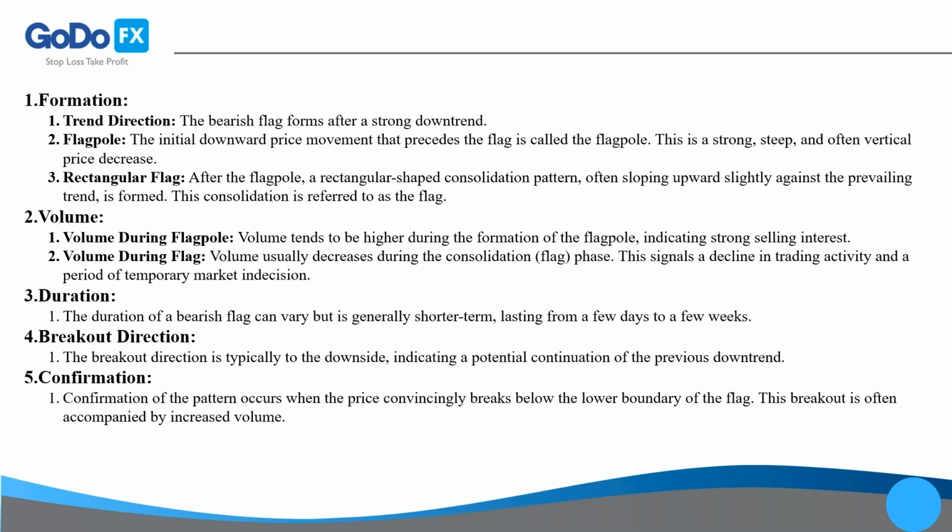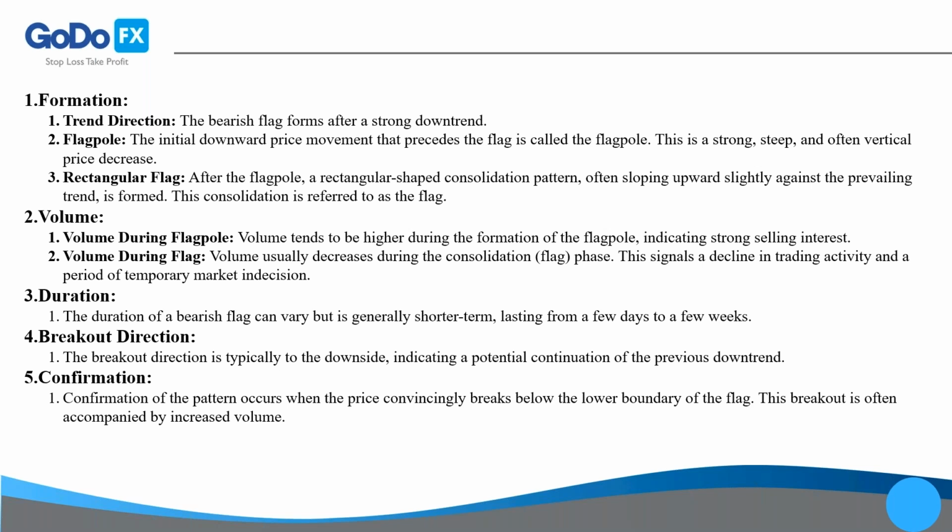After the flagpole, a rectangular-shaped consolidation pattern, often sloping upward slightly against the prevailing trend, is formed. The consolidation phase is referred to as the flag. Concerning the volume, it is similar to the bullish flag. The volume tends to be higher during the formation of the flagpole, indicating strong selling interest, and the volume usually decreases during the consolidation or flag phase. This signals a decline in trading activity and a period of temporary market indecision.